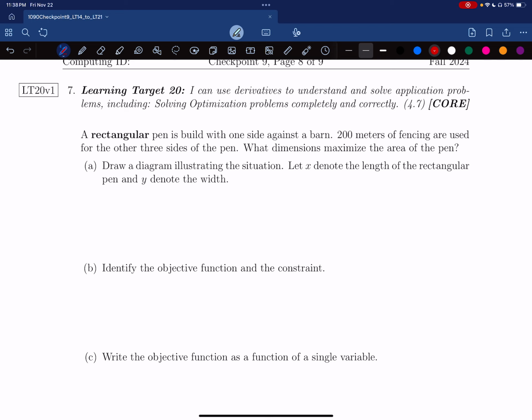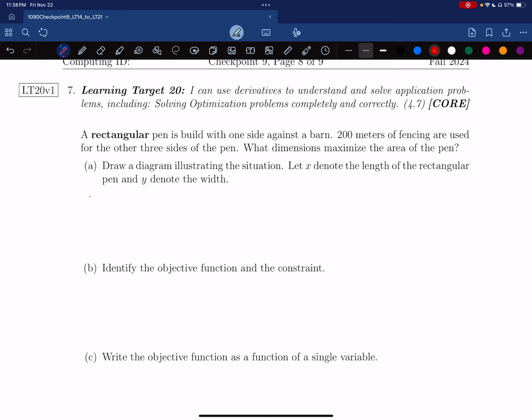So in this question, we are building a rectangular pen with one side already against a barn, and that means 200 meters of fencing are then used for the other three sides of the pen. We want to maximize the area by giving its dimensions. So part A, we need to draw a diagram which illustrates the situation. And it tells us that x is the length of the rectangular pen and y is the width.